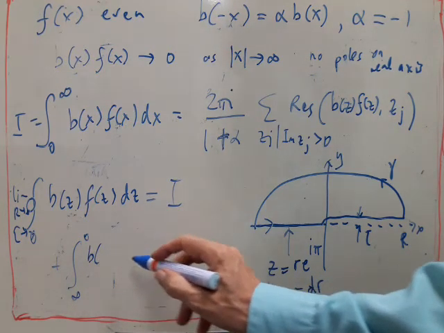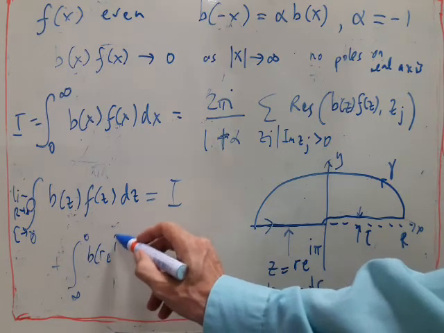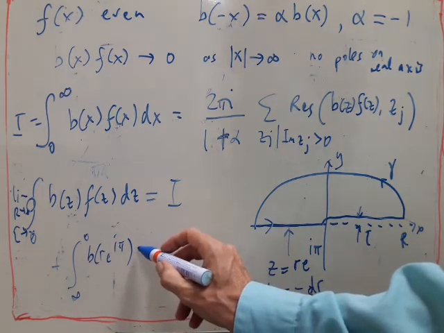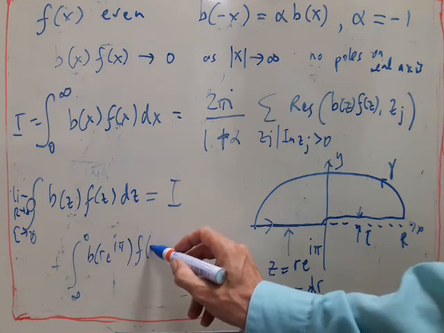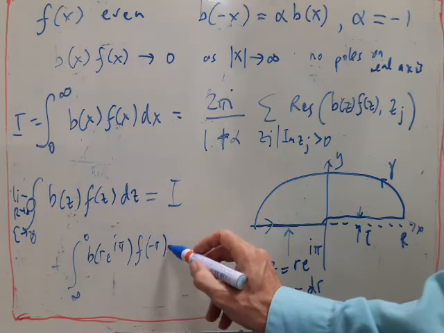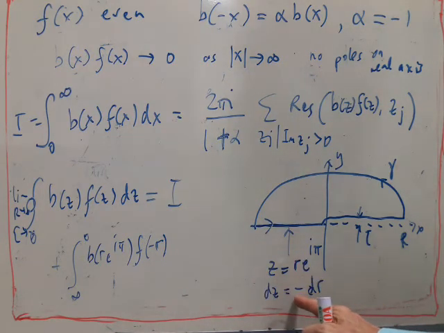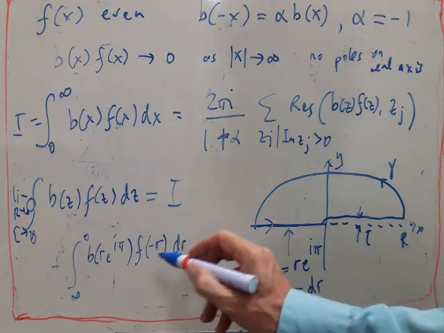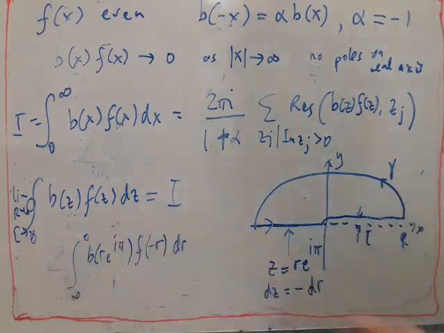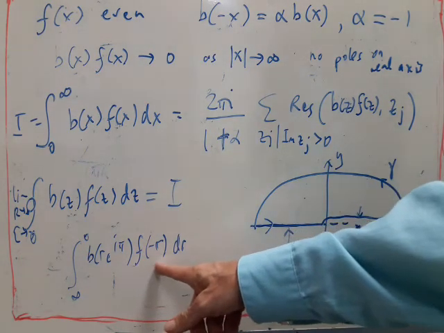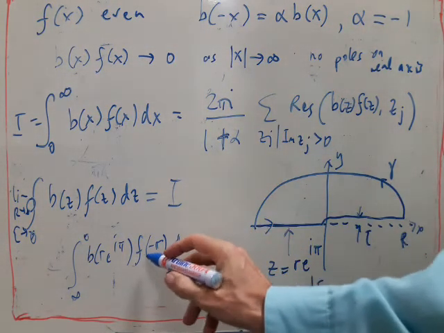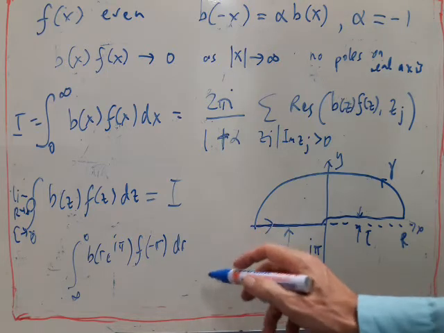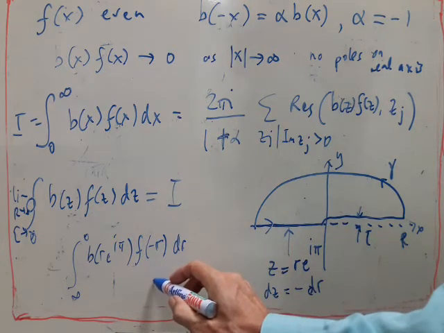b of r times e to the i pi times f of minus r, and we've got dz is minus dr, so we've got lots of minus signs here to take account of. We've said that f of minus r is the same as f of r. That's what even means. So this becomes f of r.